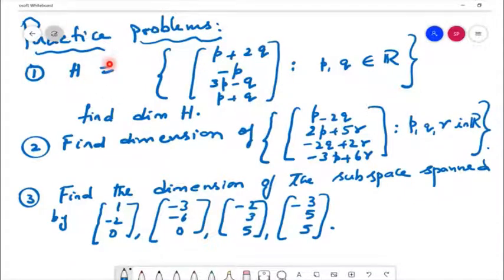Here are few more problems for your practice. So first one, H is given as the set containing vectors of the form p plus 2q, minus p, 3p minus q, p plus q, such that p comma q belong to R. Then find the dimension of H. Next one also in the same way, find the dimension of this subspace which is spanned in this way. And the third one, find the dimension of the subspace spanned by these vectors.